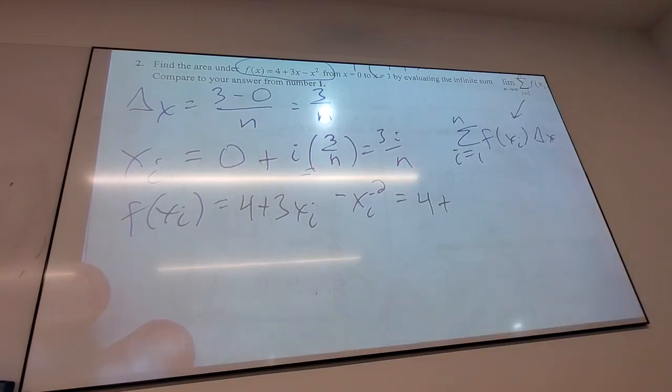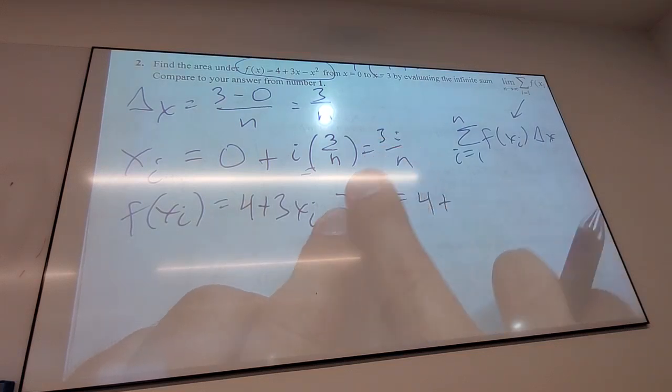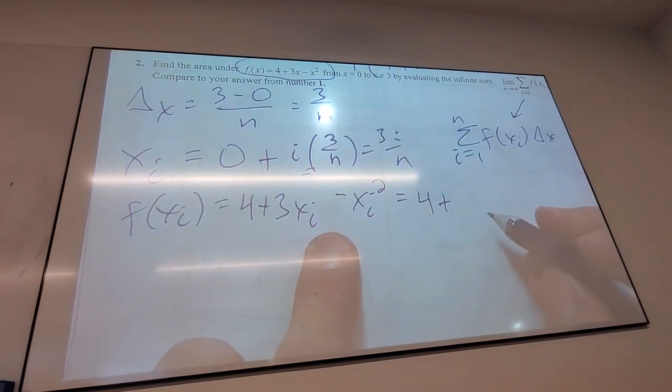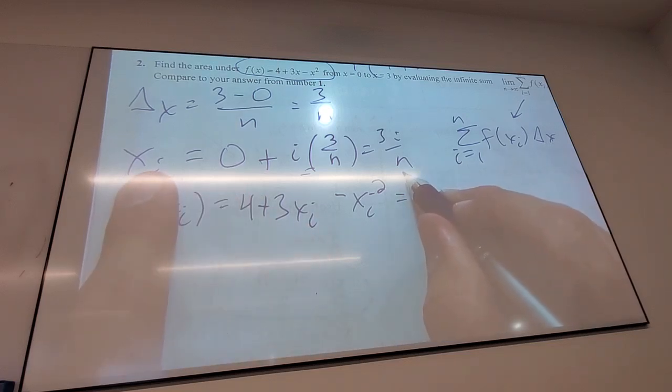All right, let me stop for a second. You guys see the progression of this, right? Get delta x, figure out xi, put that into f. So we're kind of doing it in two steps. You could have just put that in there, but this is good. Wherever I see an xi, I'm going to replace it with 3i over n, because that's what it is, right?